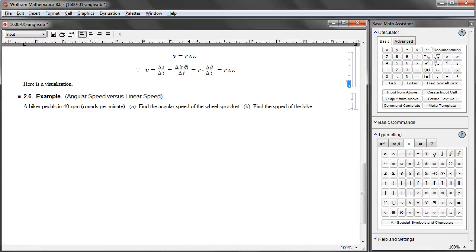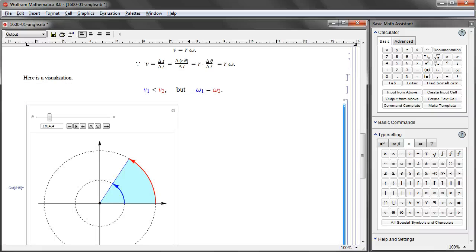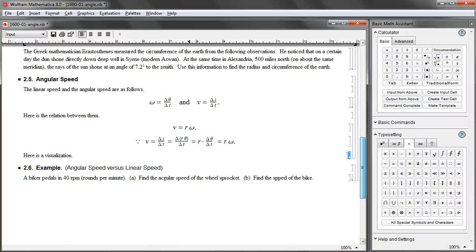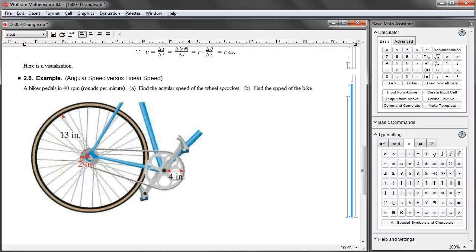Okay, is there any exercise problem regarding the angular speed and linear speed? Let's go over to this example 2.6 here. A biker pedals 40 RPM. Find the angular speed for the wheel sprocket. Find the speed of the bike.